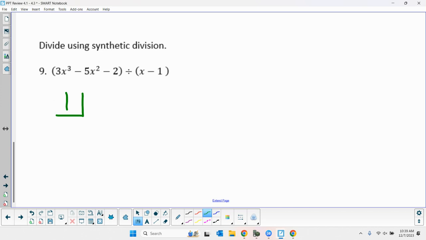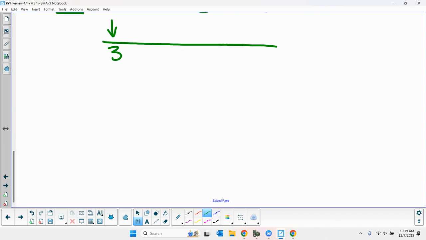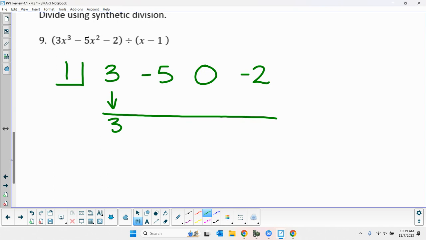Now, we've got an x cubed, so we use our 3, the coefficient. We have an x squared, so we use negative 5. We don't have an x, so what do we use? 0. Don't forget to put the 0 in, that's another spot where we might make a mistake. And then the minus 2 on the end for the constant. Make a line, drop the 3 under the line. So that's what it looks like when you start. Any questions on getting it set up to divide by synthetic division?